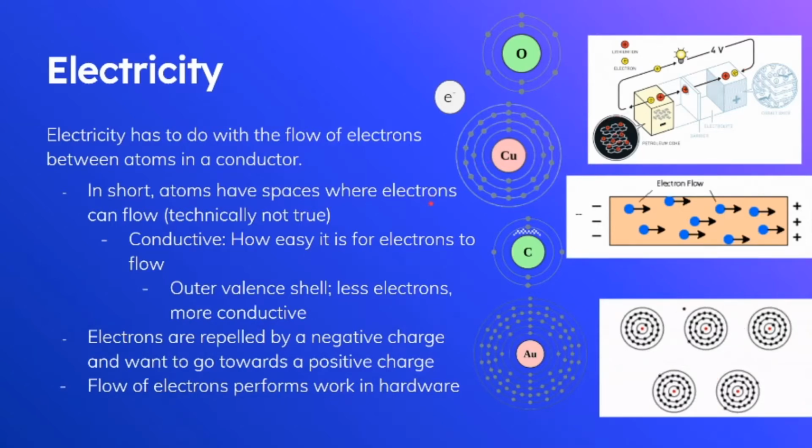So this flow of electrons performs the work in our hardware. It's what makes our motors move. It's what makes our computers compute. And that's pretty much it for this slide.